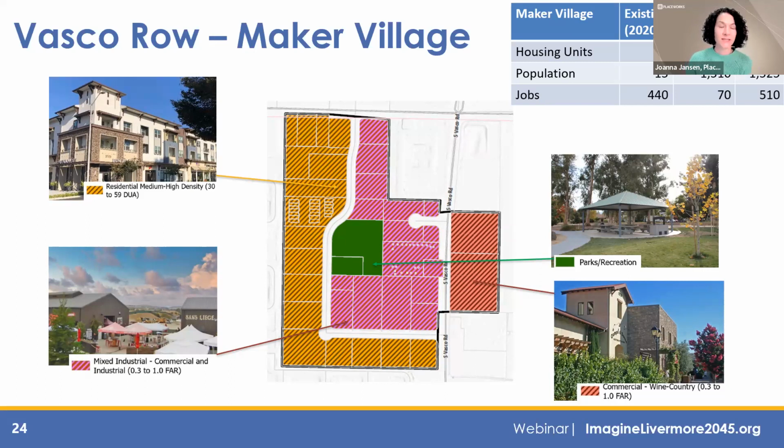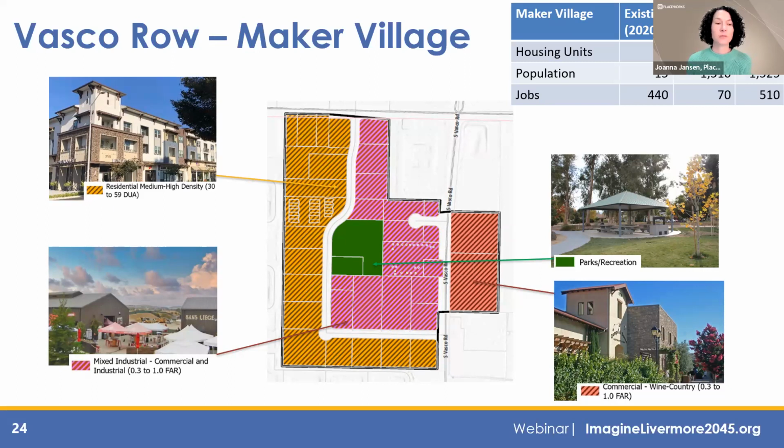So in this case, the yellow and brown stripe corresponds to a place type for residential high density that you can see in the upper left. Whereas the pink and red stripe corresponds to mixed industrial, commercial, and industrial. And the red over here corresponds to commercial wine country, the red and brown stripe, and the green in the center is a park or recreation.